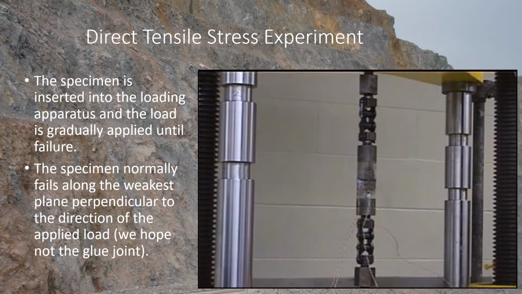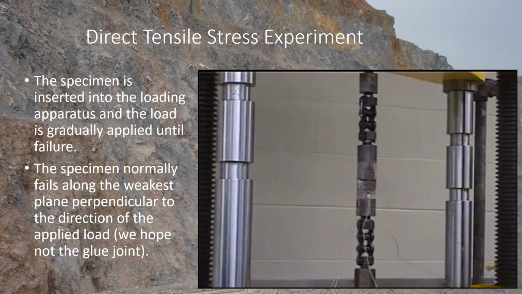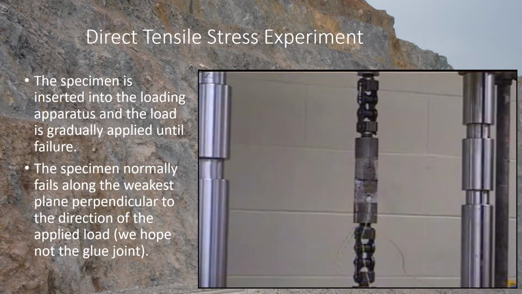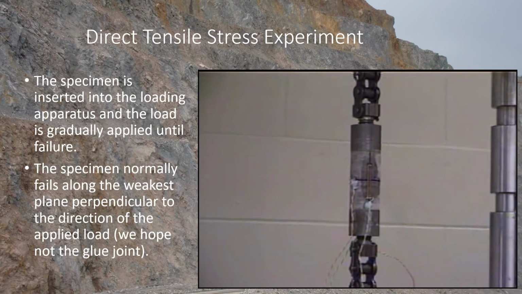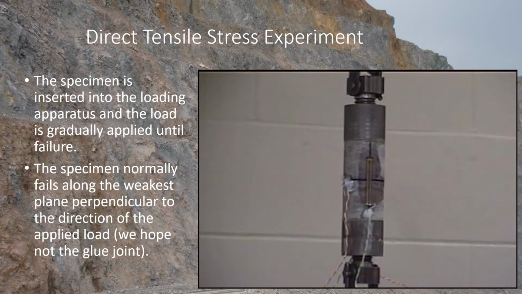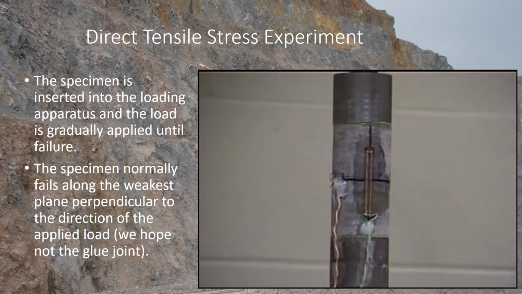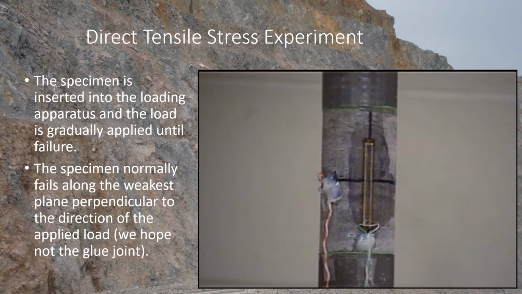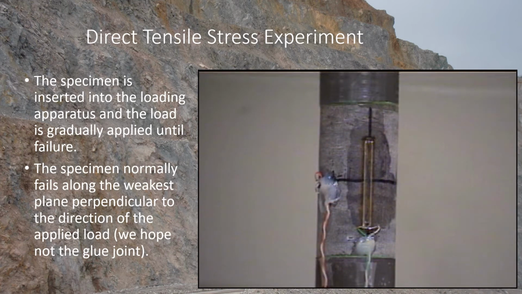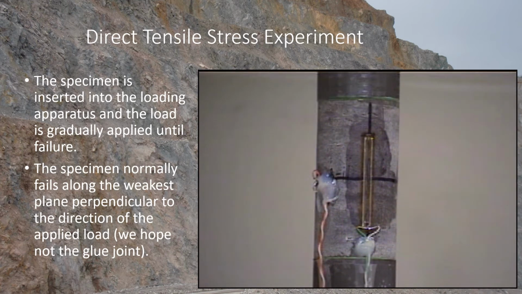So let's take a look at the test itself. We're hoping that the sample is going to fail approximately in the middle of the sample length. So this black line shows exactly the center of the sample, and we're hoping that the sample is not going to fail at the glue joint.